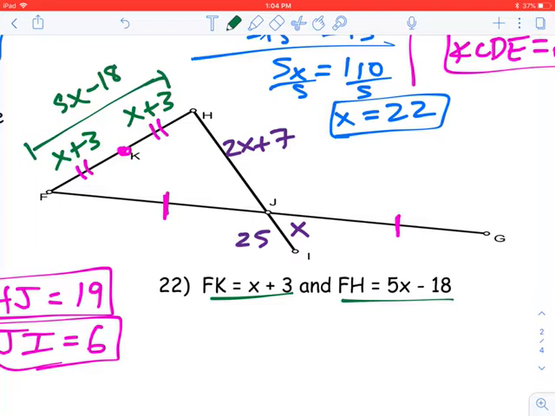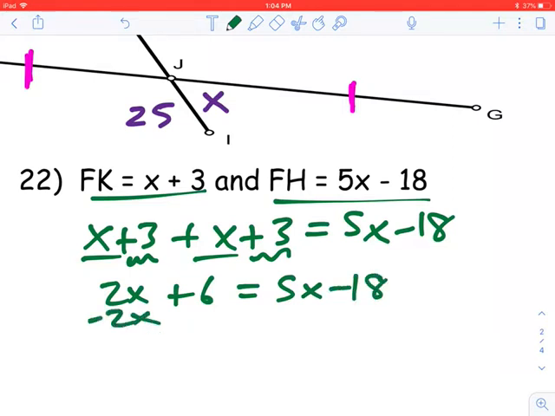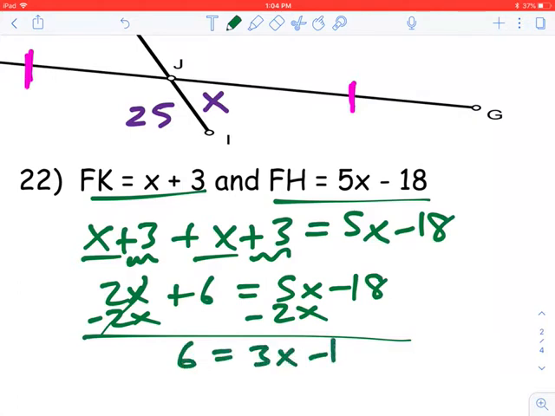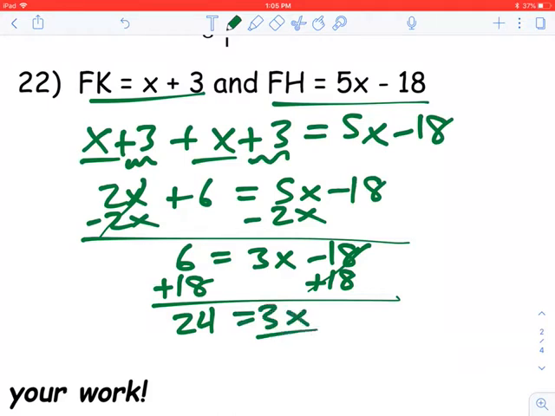Okay, so if that's the case, I have a part plus the part equals the whole once again. So x plus 3 plus x plus 3 equals the whole thing, 5x minus 18. And so we're back to the algebra. So those are 2x, 3 plus 3 is 6, equals 5x minus 18. So now let's just get x on one side by subtracting 2x, get 6 equals 3x minus 18. Now to get x by itself, plus 18 to both sides, that's 24. And I divide by 3, x equals 8.